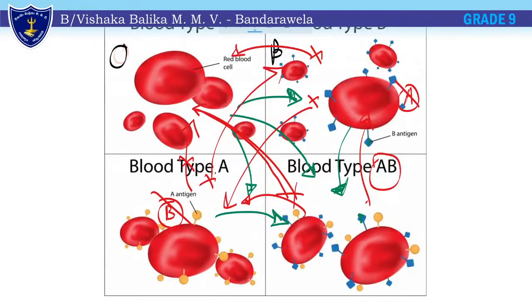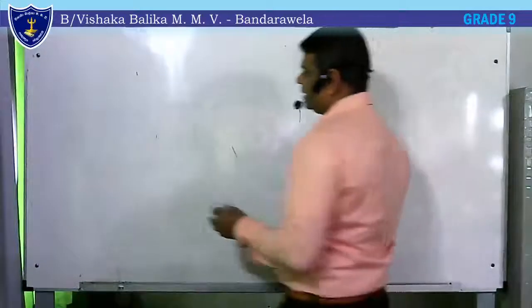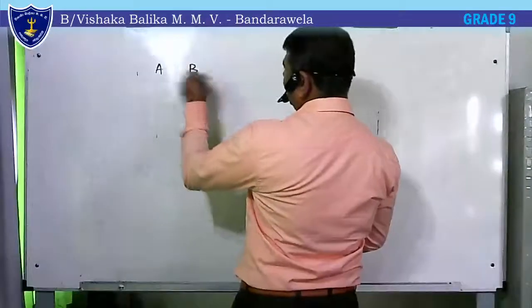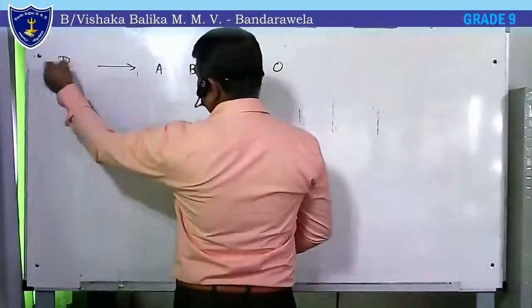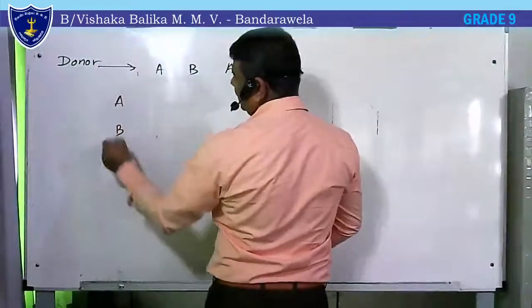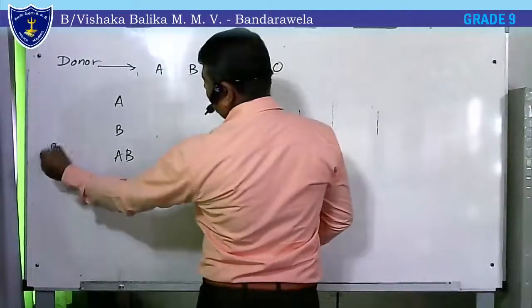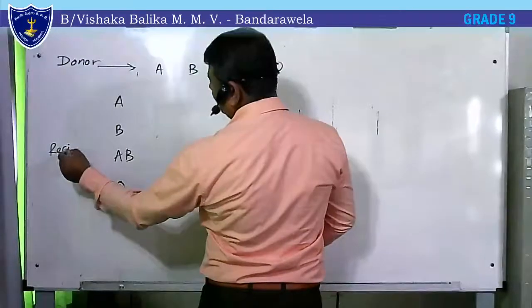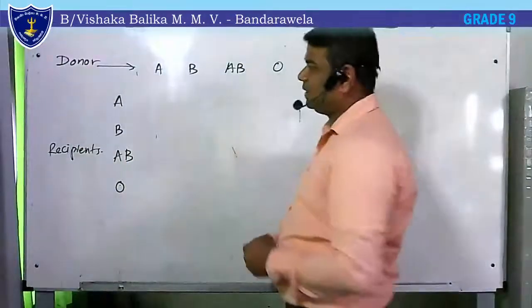This is how blood transfusion can be done, and I will draw it more simply here on the whiteboard. I state A, B, AB and O. If they are giving blood, we call them donors. They can donate blood. And here the recipients, A, B, AB and O. Recipients can take blood. Donors give, recipients take.